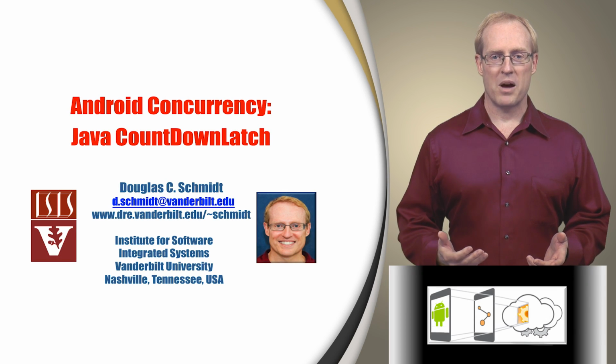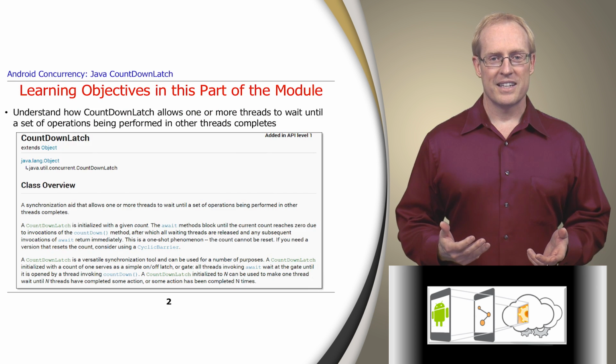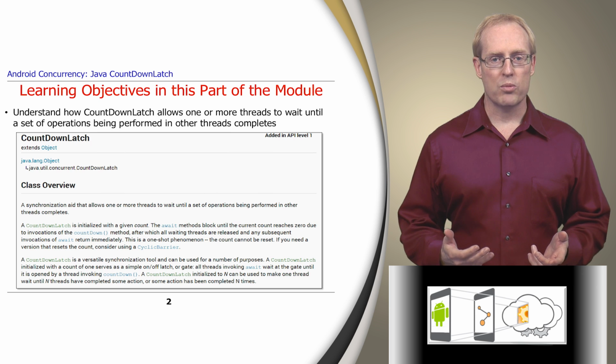Welcome to the next part of the module, which covers the Java CountDownLatch class that implements barrier synchronization. This part provides a conceptual overview of barrier synchronization, explains how the Java CountDownLatch class implements these concepts to enable one or more threads to wait until a set of operations being performed in other threads completes, and shows how countdown latches are applied in Android.